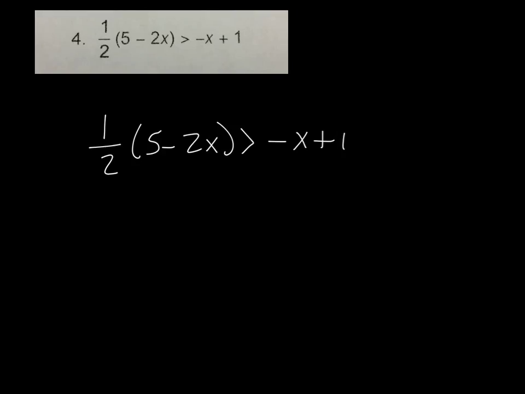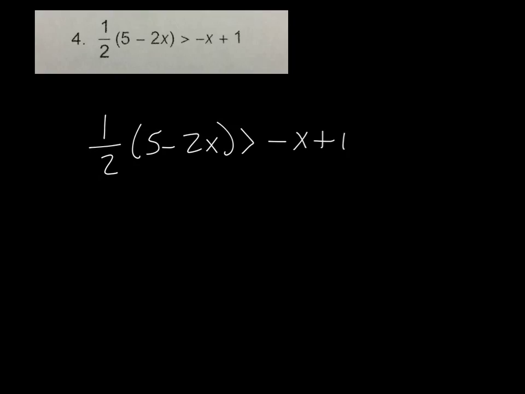Now, in question number 4, there seems to be a problem. If you notice, there's a 1/2. If I distribute that 1/2 right here, then I get 1/2 times 5, and that would give me 5 halves. But to be quite honest, I don't want to deal with fractions. So one of the methods that you can incorporate is this.